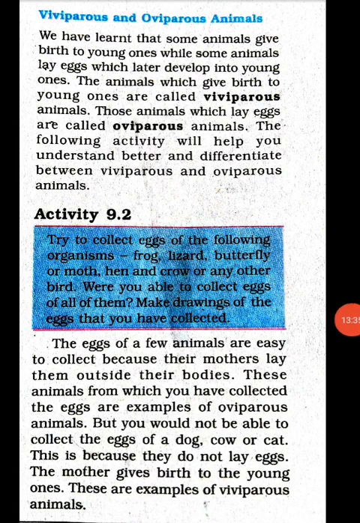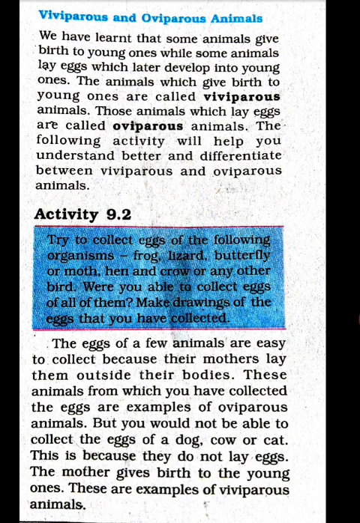So examples of viviparous, already I gave you example. Human beings are viviparous, then dog, cow, cat, etc. And in oviparous, hen, parrot, crow, lizard, etc. They are examples of oviparous animals. Now, the new individuals which are born or hatched from the eggs continue to grow till they become adults.